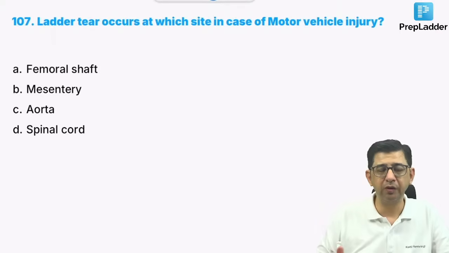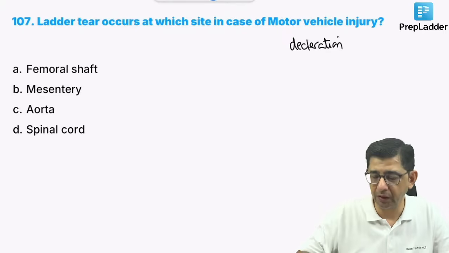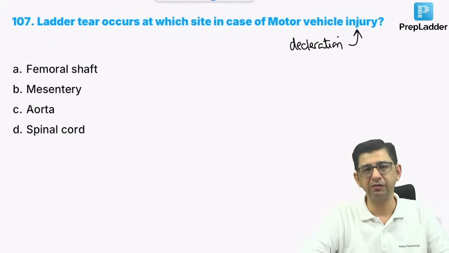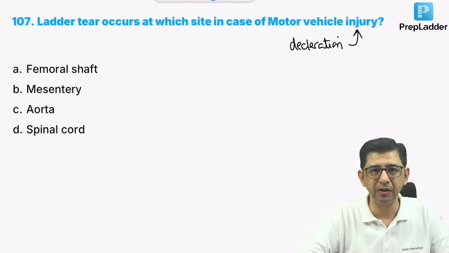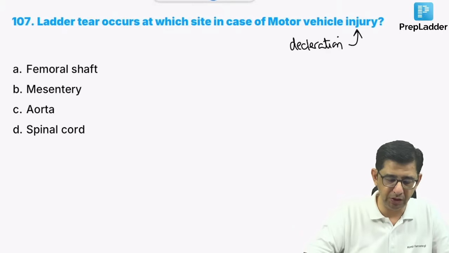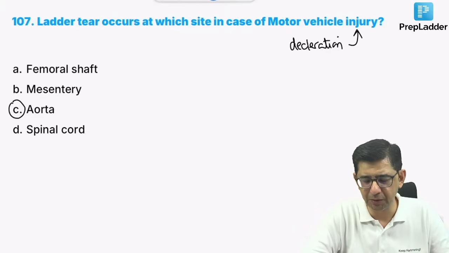Then is the case of a motor vehicle accident. It's a deceleration injury, like a high velocity crash that is happening. And in a deceleration injury, one possibility is a whiplash, where the neck will undergo hyperflexion and hyperextension. So one we can get is a whiplash, and second could be an aortic transection, and that aortic transection is the one that would be responsible for the answer in this question. That would be option number C.